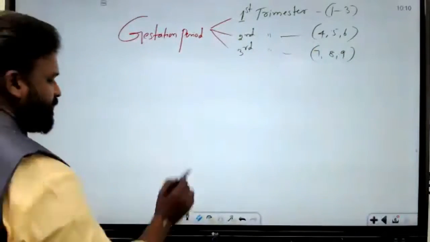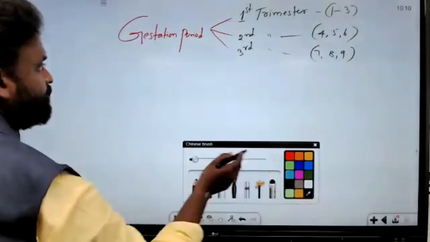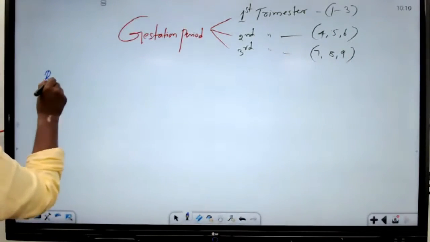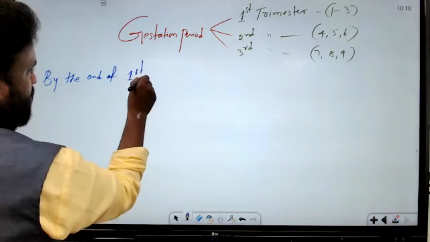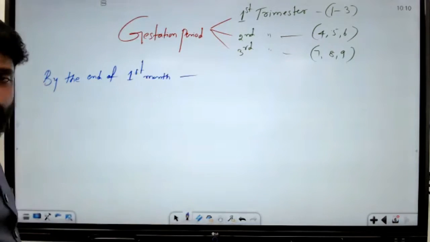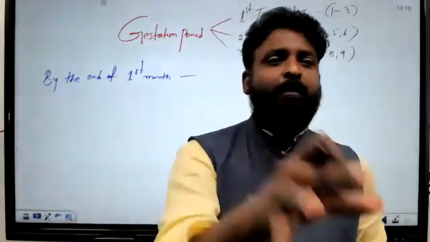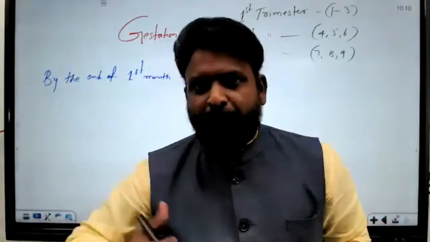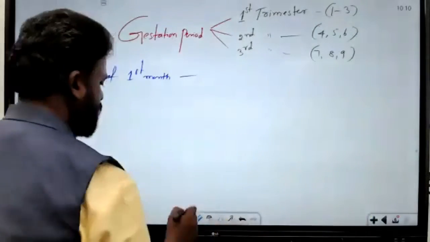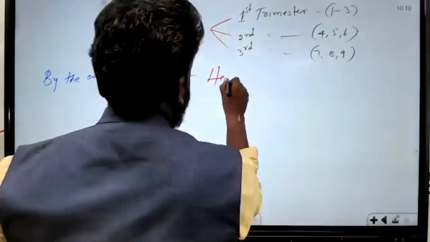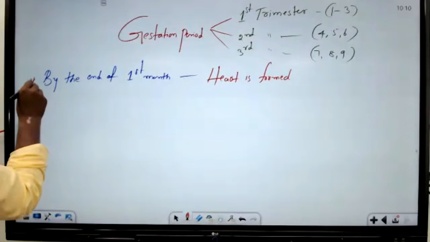Now we have discussed the first trimester, which consists of the first 3 months, right? By the end of the first month, very important students, very important. At the end of the first month, we can find out the heart is formed in the growing fetus. The baby's heart forms, and that can be listened to by using a stethoscope by the doctors. So the heart is formed. Good. First one.